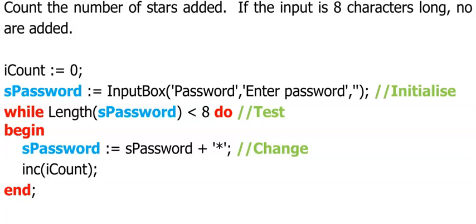Therefore, we are unsure whether this loop must execute at all, and that is when we use a while loop, because the while loop condition sits at the top, and our while loop reads, while this is true, continue to do the following. So while the length of the password is less than 8, continue to add stars.